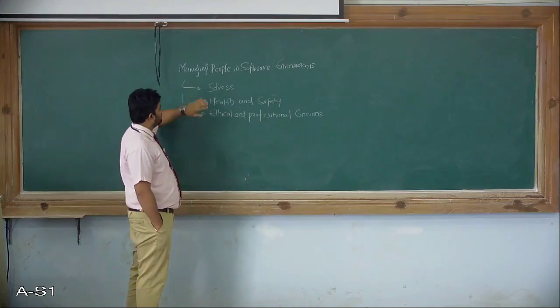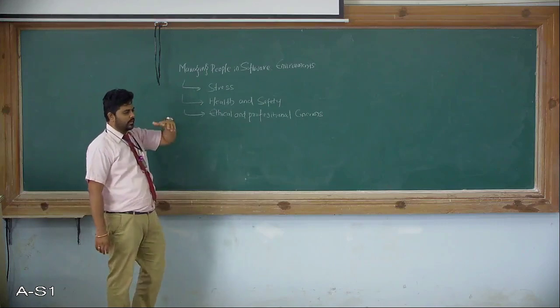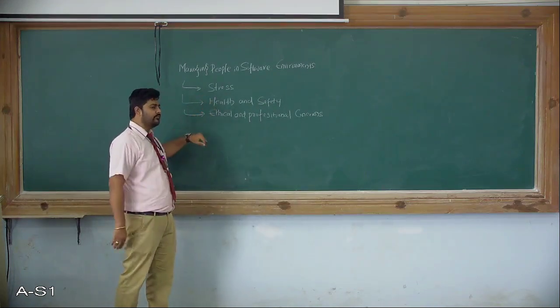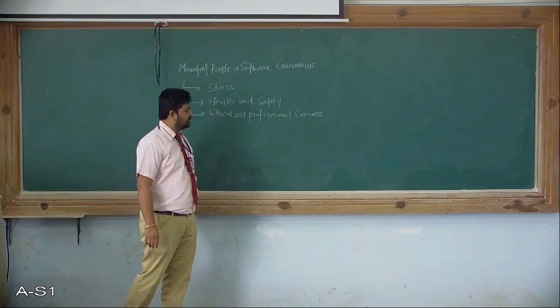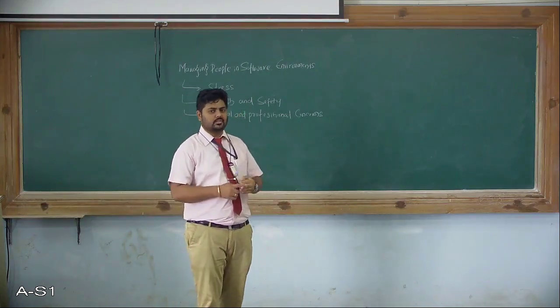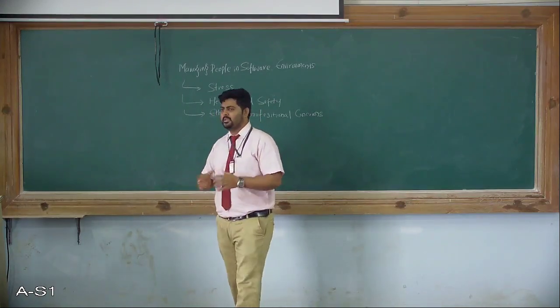Okay. So first is stress. What are the different causes of stress, and how can you minimize stress by maintaining a healthy environment in your organization? So that we have discussed. Then come health and safety measures: how a team leader, the project manager, or the management of an organization has to take care of the health and safety of their employees by providing some basic facilities.